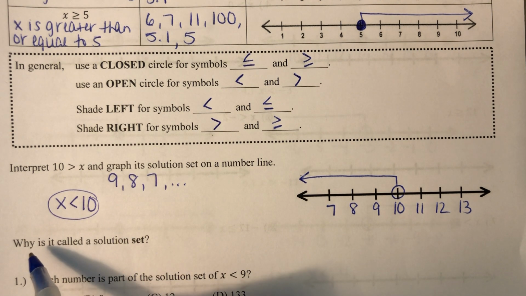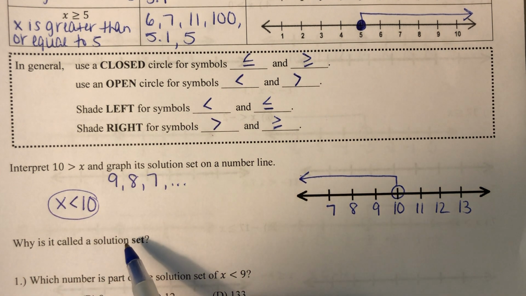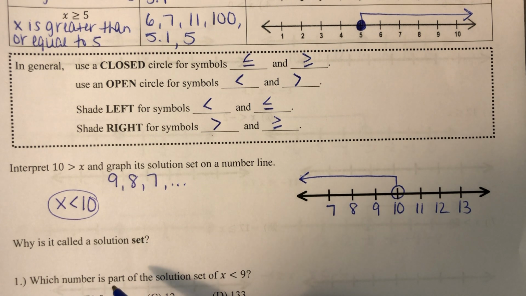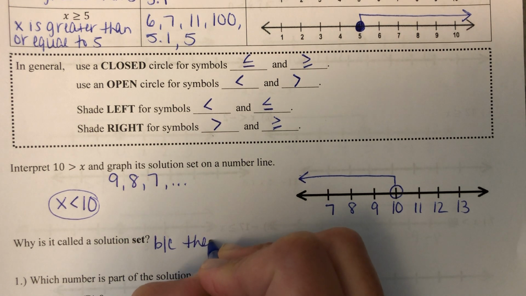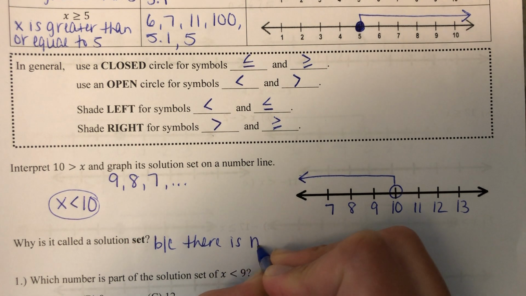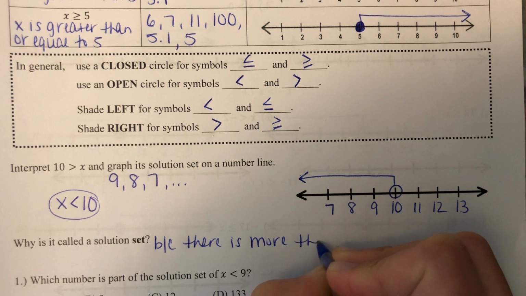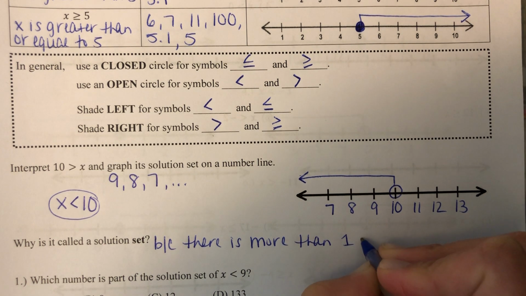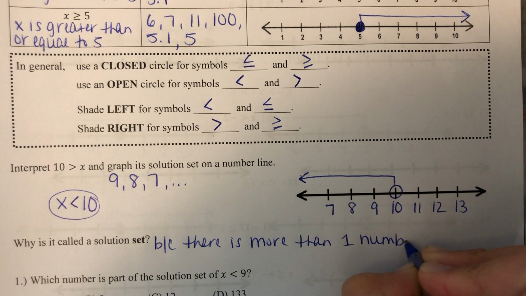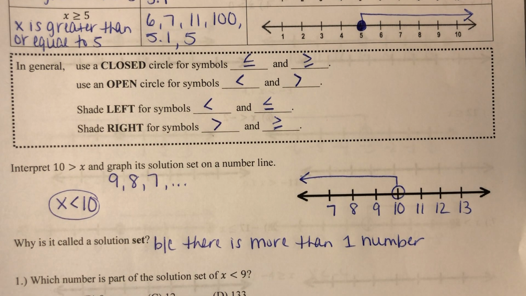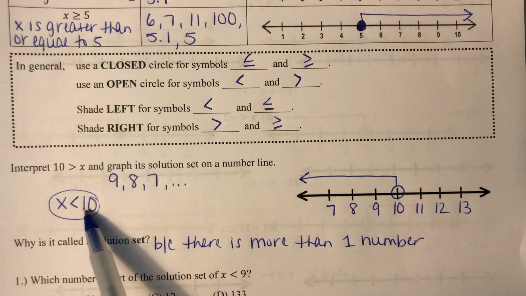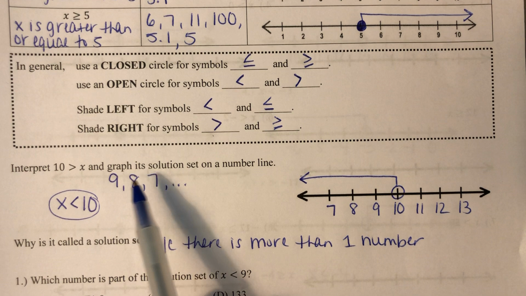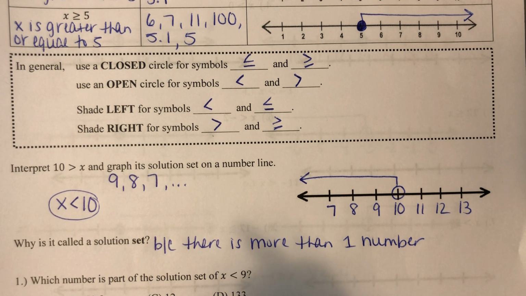So just one other thing I want to ask, why is this called a solution set? Well, it's a set because there's more than one number in it. So it's not like when we solve an equation where like, oh, X is 3, done, X equals 3. These are all numbers that are less than 10, 9, 8, 7. There's an infinite amount of numbers that are less than 10, so it's an entire set of numbers.